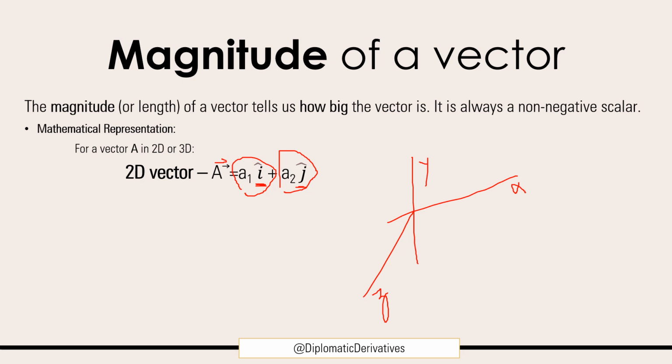Let's suppose a1 comes over here and a2 comes over here on the y-axis. When you join these parts, this is the point that you get, and this is the vector from the origin. That's just an example of how you do it. So you have the a1 value on the x-axis and the a2 value on the y-axis. These are the unit vectors.